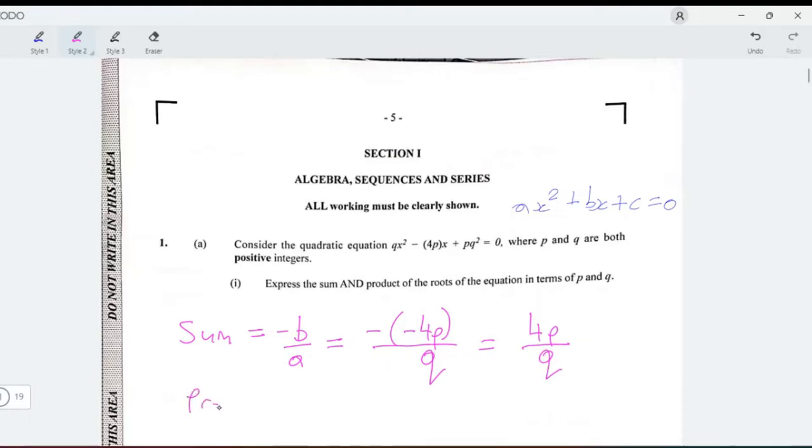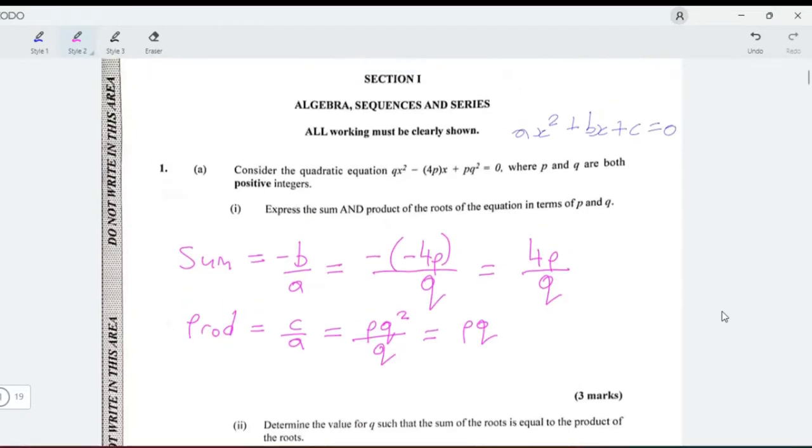Then now the product. The product is equal to c over a. And c over a is then pq squared over q. And pq squared over q is just p times q. That's the product. And that is it, 3 marks for that.